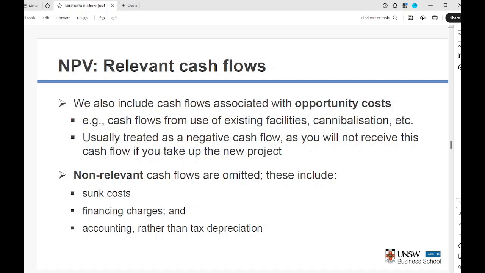We don't take into account the costs of borrowing. That's a separate decision that the organisation will need to make. And we don't take into account depreciation for accounting purposes. That is writing down the value of the asset over time. But we do, if we're modelling the tax effects, take into account depreciation for tax purposes.